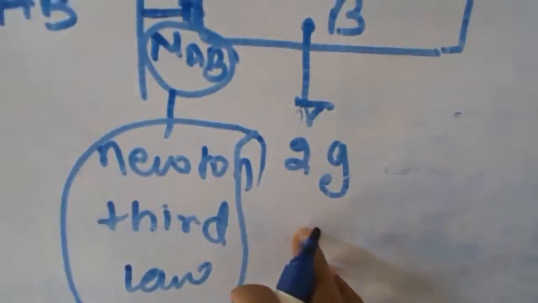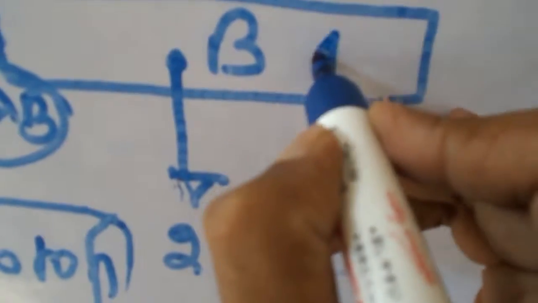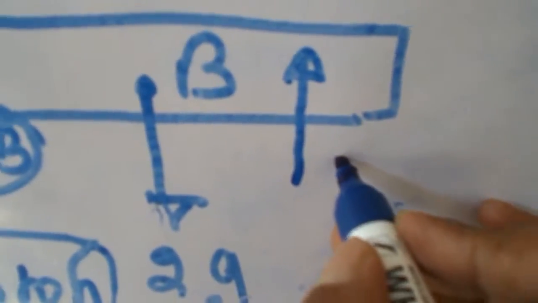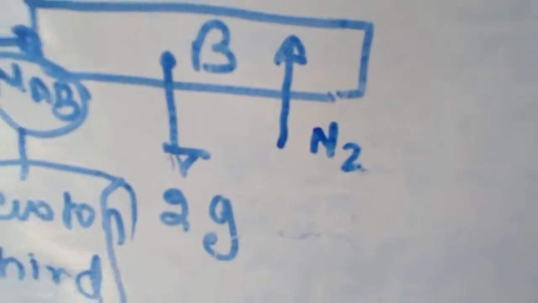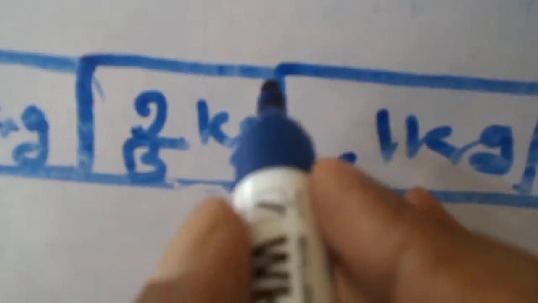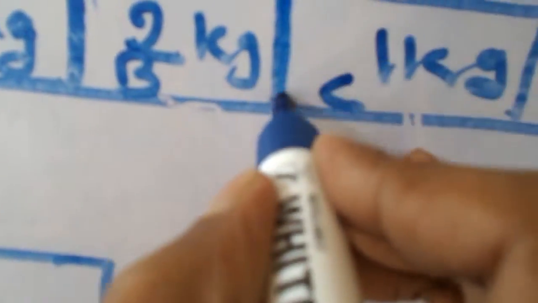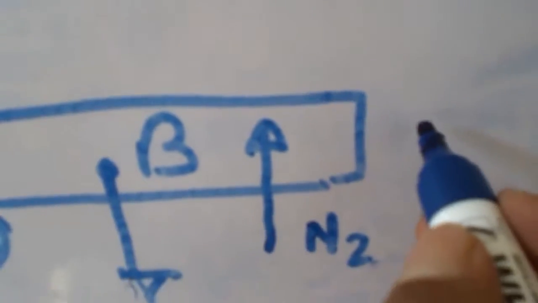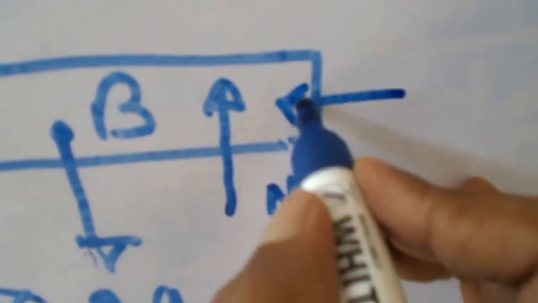Okay, so this is the 2g, and here again there is a force. There is a contact between the ground and the 2 kg block, so here there should be a normal reaction. Let me write down N2. Again, look here, there is a contact between B and C, so again a normal force comes into the picture, and it will be in this direction.